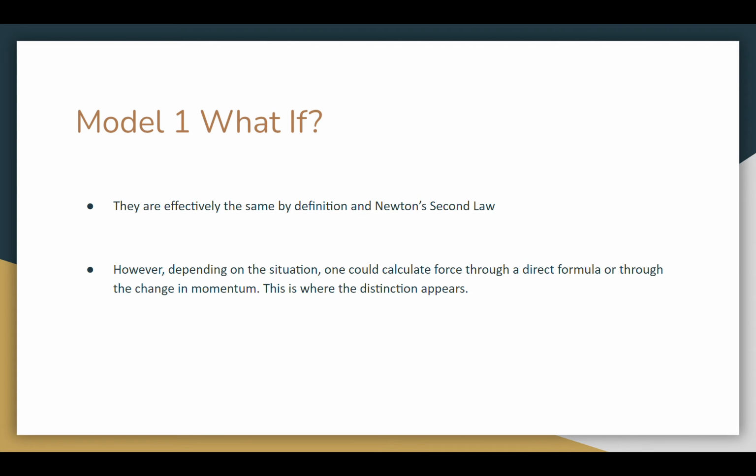So what we're exploring in model 1 is the difference between net force and parallel and perpendicular forces, and the rate of change in momentum. Effectively, by Newton's second law, they're the same thing because F net is equal to dp over dt. However, depending on the situation, it might be easier to calculate the rate of change in momentum and set that equal to force instead of directly calculating force, right? Because in this situation, we couldn't directly calculate the force because we didn't know the mass of the black hole. But since we had our momentums, we can find the rate of change in momentum and then find force that way. And that's where that distinction appears.